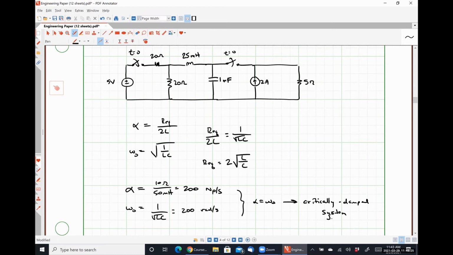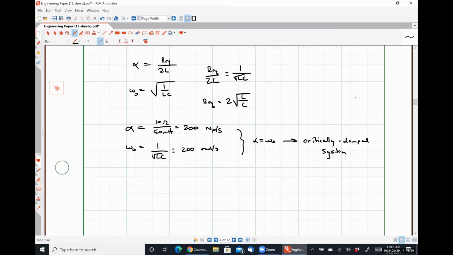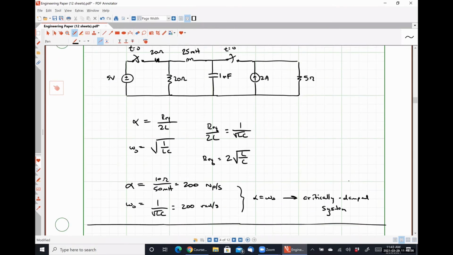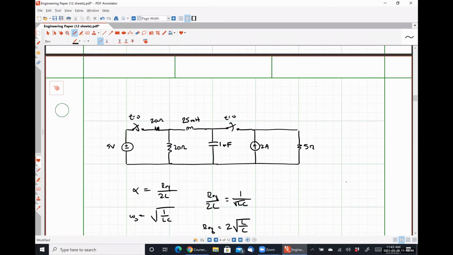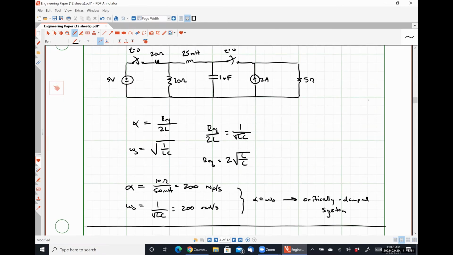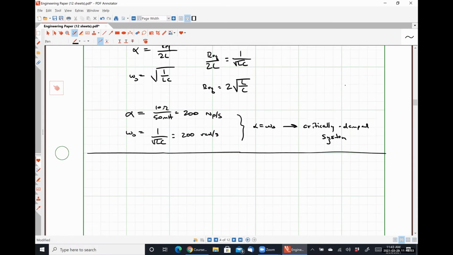Step 2, analyze the circuit at t is equal to 0 minus. This one's going to be a little bit more difficult, just based on the increased level of complexity, but it shouldn't be too difficult, right? So at t is equal to 0 minus, our leftmost switch is still open and our rightmost switch is still closed. So if our leftmost switch is open, we're going to have something that looks like this.